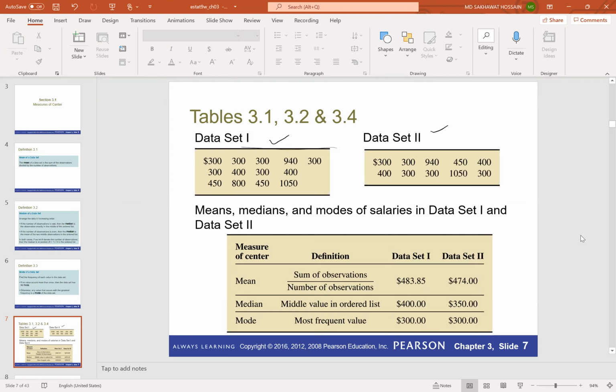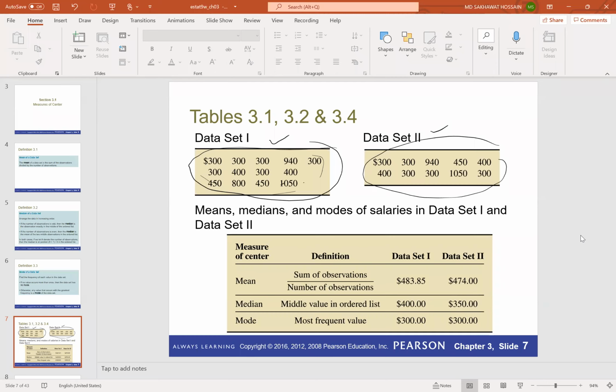In data set 1, we have 13 observations, and in data set 2, we have 10 observations. To calculate the mean for the first one, you have to add all these numbers together and divide by 13, because we have 13 observations. For the second, you add them together and divide by 10, then you will get the mean.